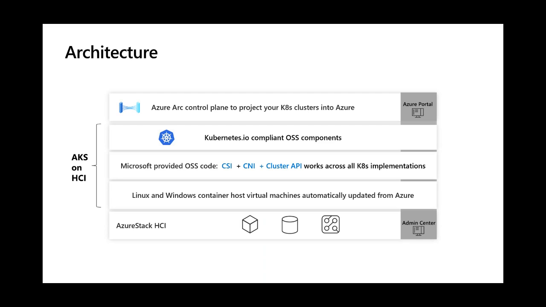So what AKS on HCI can help you enable is all of the OSS components, as well as CSI, CNI, Cluster API, and all of those implementations to support that. And additionally, have those different Linux and Windows host environments to help you work with your workloads.